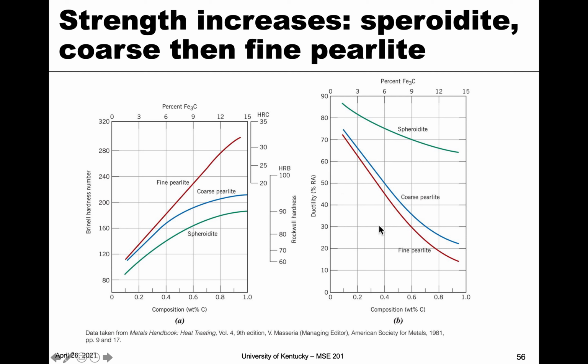And the inverse relationship holds true too. So ductility, spheroidite is going to have the highest ductility, and then decreasing to coarse perlite and fine perlite. So anything that has the strongest is going to be the least ductility, and vice versa. So strength increases with boundary, from spheroidite to coarse perlite to fine perlite, and ductility has the inverse relationship.